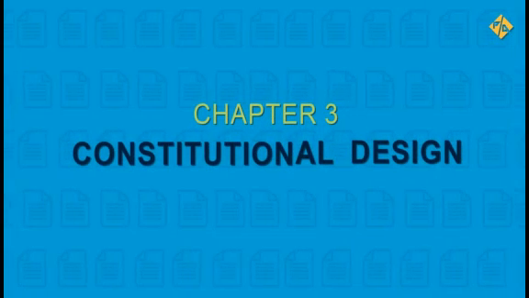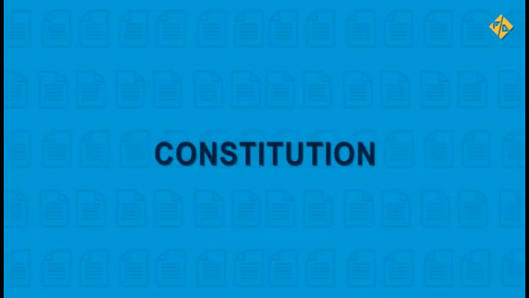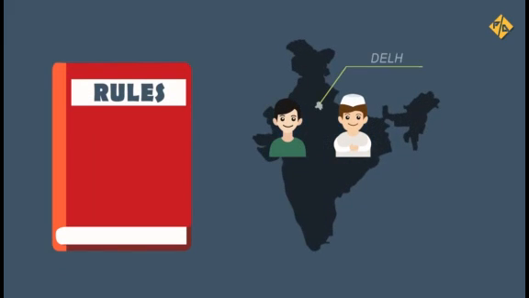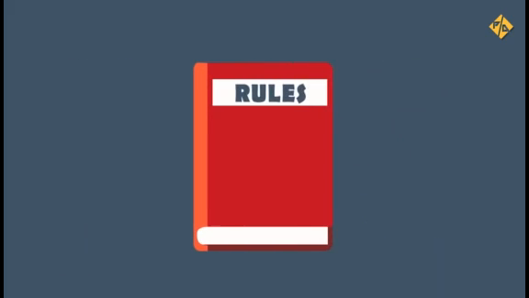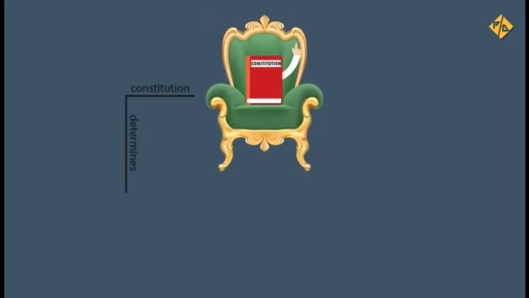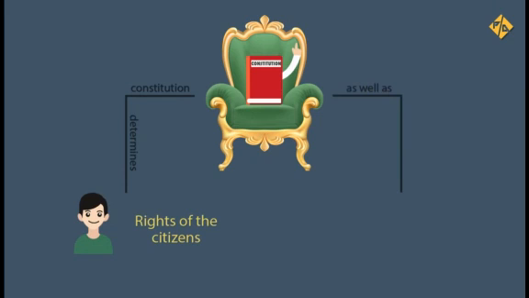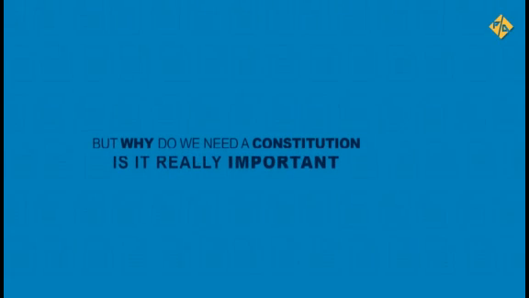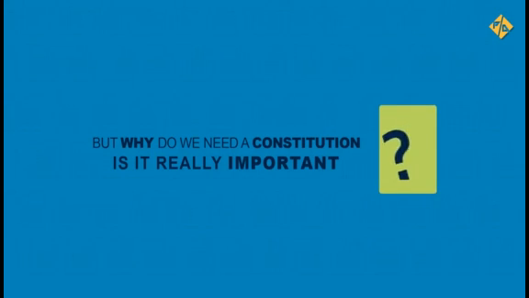Constitutional design is all about the constitution. But what is a constitution? Well, there are certain rules which every citizen, leader, state, in fact the whole nation, has to follow. All such rules together are called the constitution. As the supreme law of the country, the constitution determines the rights of the citizen as well as the power and duty of the government. But why do we need a constitution? Is it really that important?